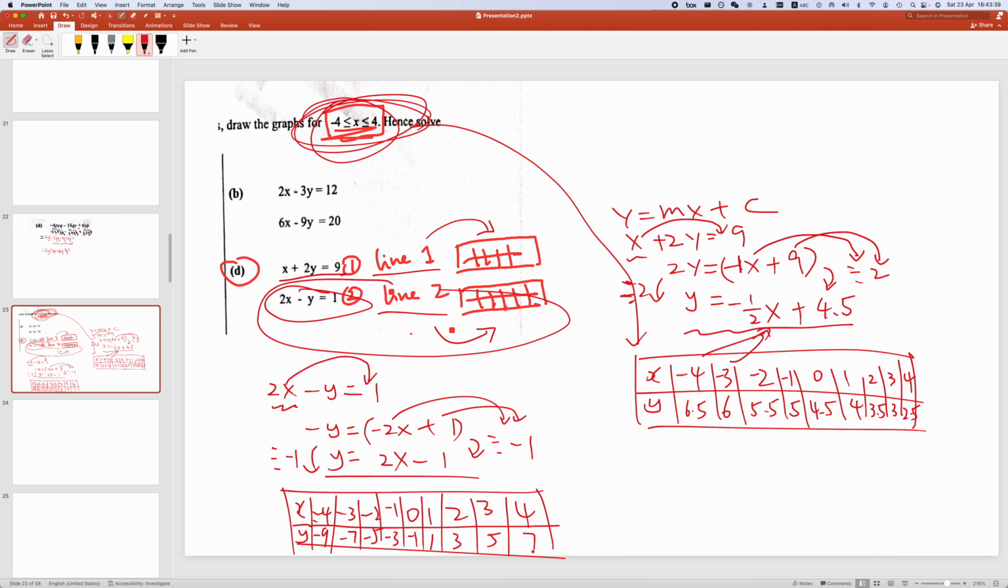So extend. Stop. What's the intersection point? Yeah, read. What's the point? So it's 2 point... Yes. 2.2. Yeah. Write down 2.2 then. What's this one? No.